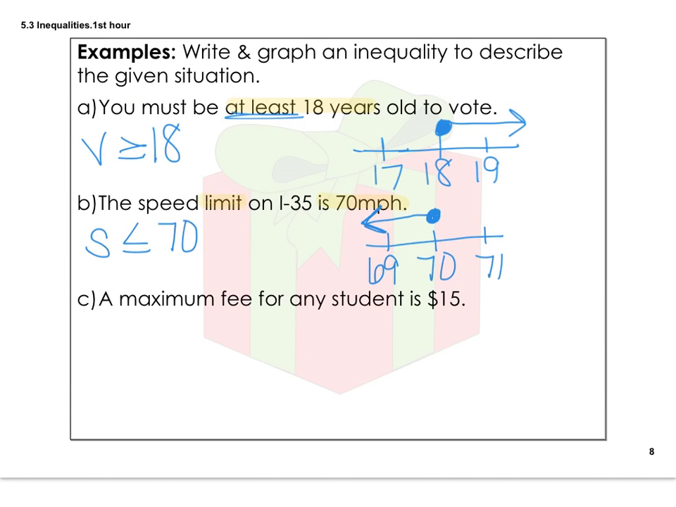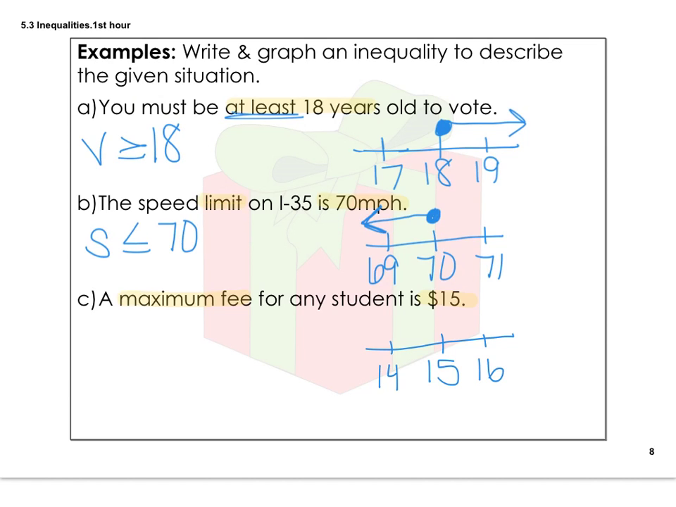All right, let's take a look at example C. Example C says a maximum fee for any student is $15. So we're going to put maximum fee is $15. Again, I would for sure put that into your notes. Again, I'm going to always put a graph to start with for you guys. If you're able to write the inequality first, awesome. My number in the problem is 15. Again, you always have to put 3 numbers on it for my class. Always do a number bigger and then a number smaller.